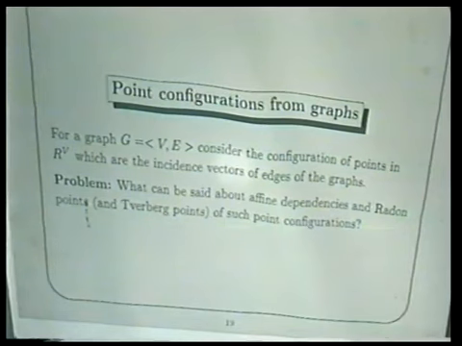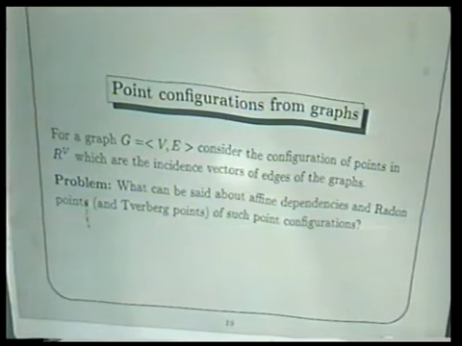And now a general problem which I think is of interest is what can be said about affine dependencies, the Radon points, maybe Tverberg points of such point configurations. This is similar to problems which we are considering in graph theory. If you take the signed incidence vectors, it's very closely related to flows. Somehow I didn't see this treated in graph theory.